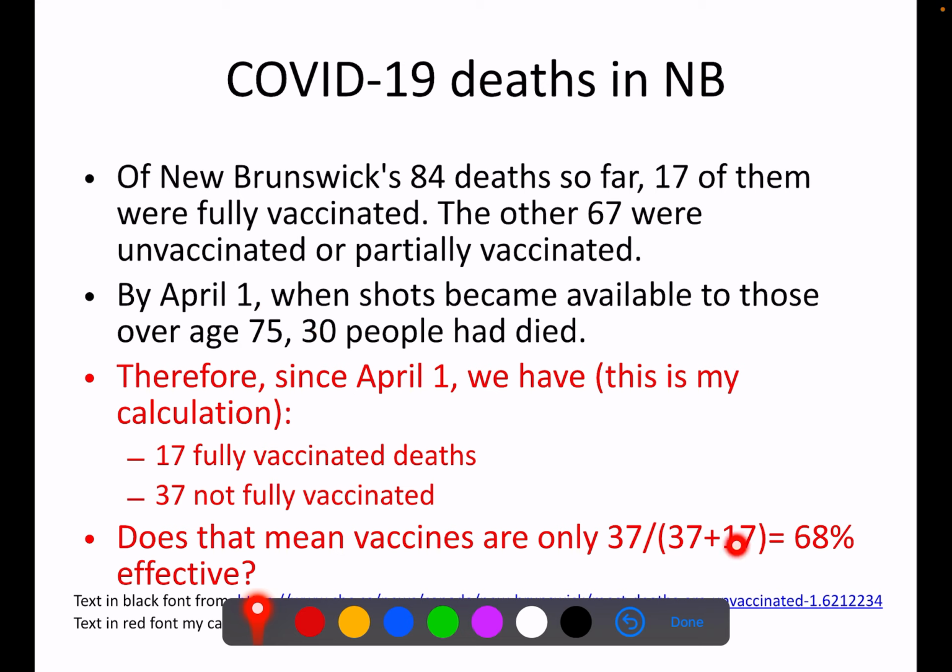this number, 17 people who were vaccinated, was actually 0, for example, then the number that I would get is 100, meaning that the vaccine is 100% effective, meaning that nobody who's vaccinated can die, right? So I'm defining effectiveness myself. I'm defining it as the number of people who weren't vaccinated divided by the total number of deaths. That's my definition. It's not a perfect definition, but that's how I define effectiveness. So if 17 was 0, I would get 100% effectiveness.